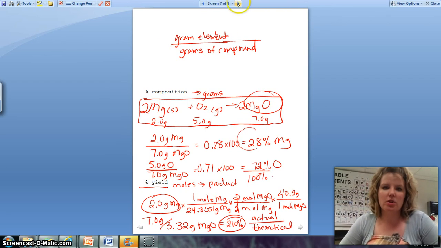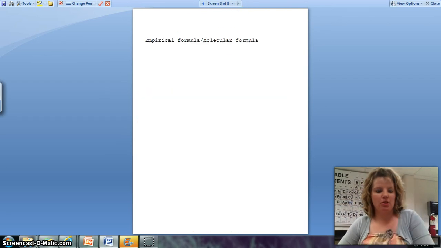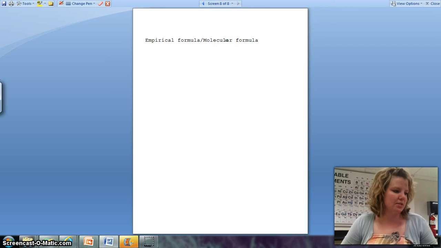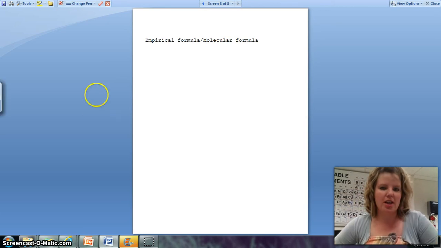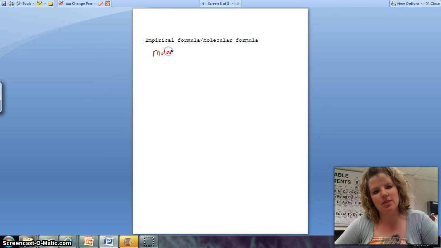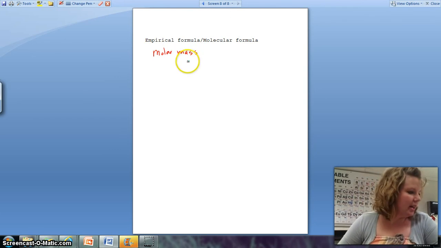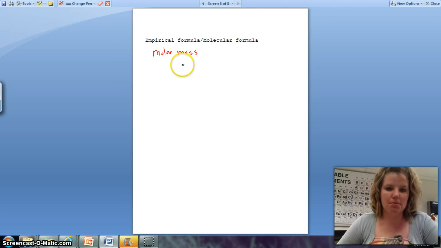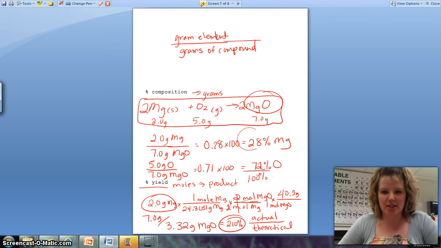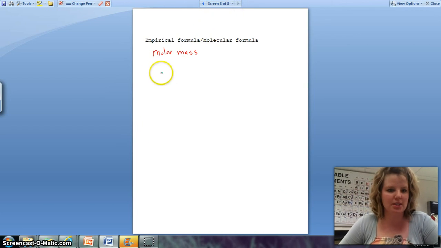Okay, so let's go over empirical formula here and molecular formula. All this is when you're not given the information. Molar mass is important in this, and really all you are doing is calculating moles. So empirical formula, if you have a set of information, most of the time it'll be in percents. Earlier we calculated the 2% out for magnesium, 28 and 72. So you'll be given information something like this.